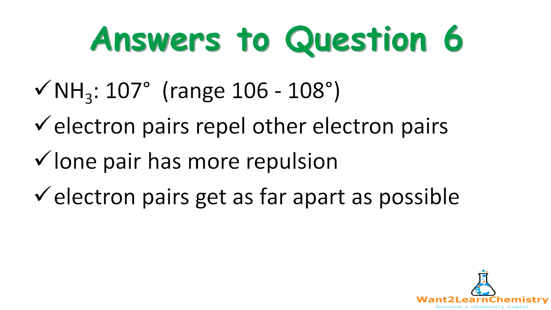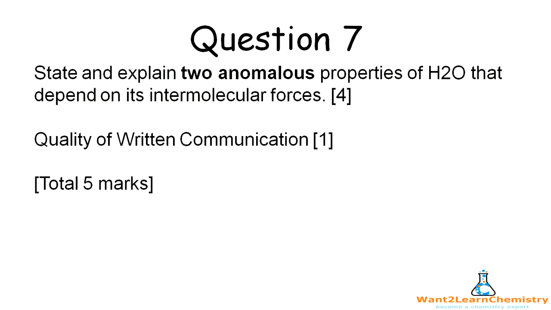Ammonia is 107 degrees because the electron pairs repel other electron pairs. Lone pair has more repulsion. Electron pairs get as far apart as possible, and most of the time the last 3 bullet points are correct. Only the bond angle might change for a question. Question 7. State and explain 2 anomalous properties of water that depend on its intermolecular forces for 4 marks and 1 additional mark for quality of written communication.